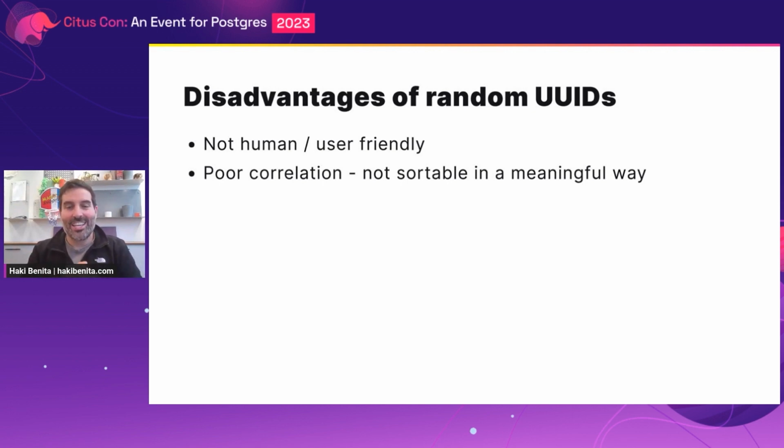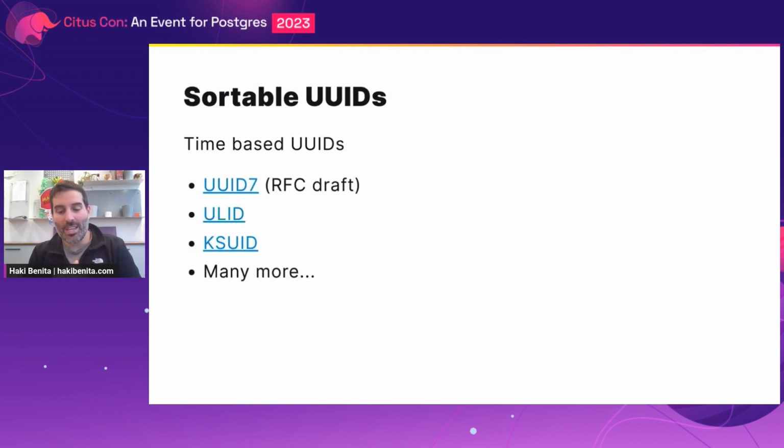Another disadvantage of random UUIDs, which we are going to talk about in this presentation a lot, is that it's not sortable in any meaningful way. I mean, it's just a random chunk of text, right? So sorting by UUID is not very meaningful. On the contrary, if you imagine sorting by some kind of sequential ID, 1, 2, 3, 4, 5, then it is meaningful because the order is most likely the order in which you inserted the rows, okay? So these are the disadvantages of random UUIDs.